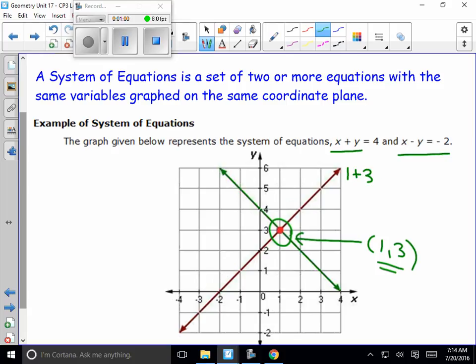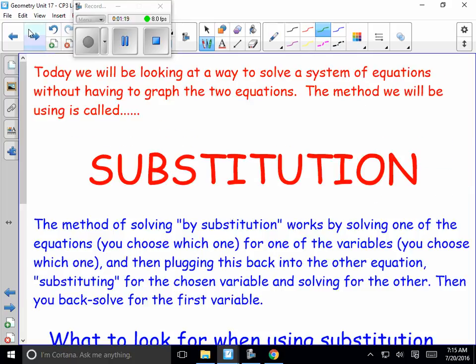If I do 1 plus 3, I get 4, so that checks. And if I do 1 minus 3, I get negative 2, so that one checks. So when we're finding the point of intersection, it is the one point that these two lines have in common. So today we're going to look at using the substitution method to find that point.